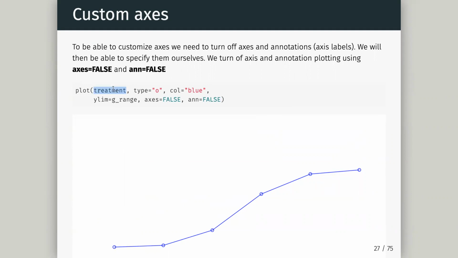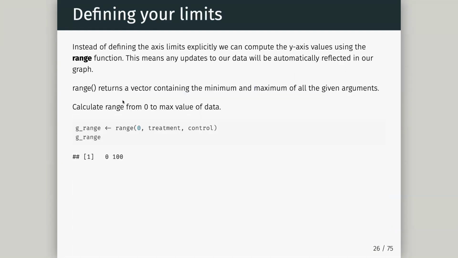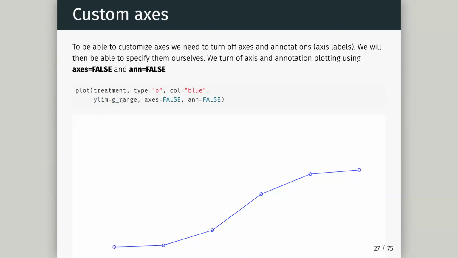So here I'm going to take that treatment vector again. I'm going to give it type o, plot. I'll give it color blue. And I'm going to say the ylim is the range we calculated previously from this slide here. So I know it will contain enough space to include both the control and treatment data. But just to demonstrate here, I want to get rid of any annotation. So the labels, the titles, the axis labels, and I actually want to get rid of the axis itself. So I can say axis equals false and ann equals false. And that turns off, and it actually makes a kind of useless plot, but hopefully we can see that it's the plot space with just the line within it.